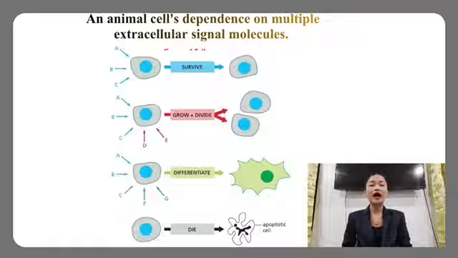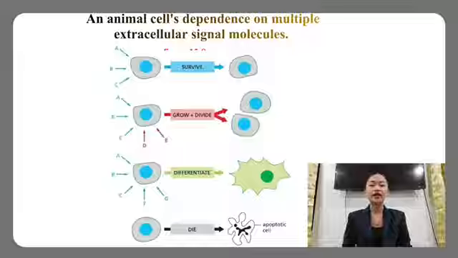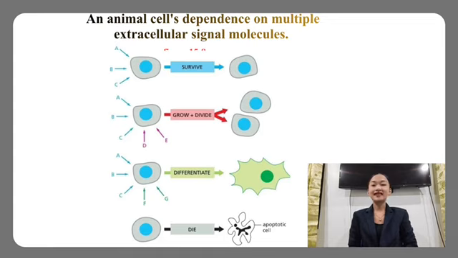If deprived of appropriate survival signals, a cell will undergo a form of cell suicide known as apoptosis or cell death. In simple terms, cells need constant communication with other cells to survive, grow, divide, or differentiate. Without these signals, the cell can't function properly and will eventually die.